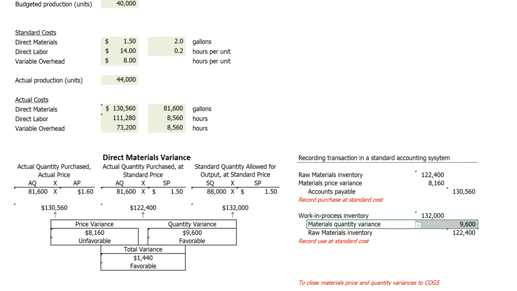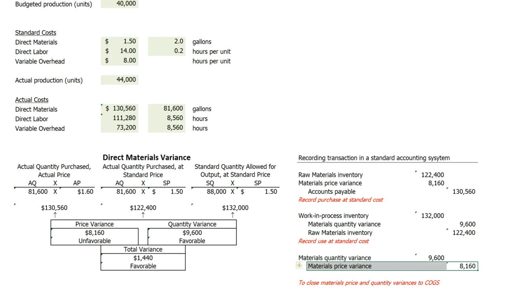Now, just like our under or over applied overhead, we need to close out our materials price variance as well as our material quantity variance at the end of the period. Of course, our material price variance has a debit balance, so we'll credit it. Our materials quantity variance has a credit balance, so we need to debit it. So we begin by debiting our materials quantity variance for $9,600. We credit our materials price variance for $8,160, and the difference of $1,440 we credit to cost of goods sold.